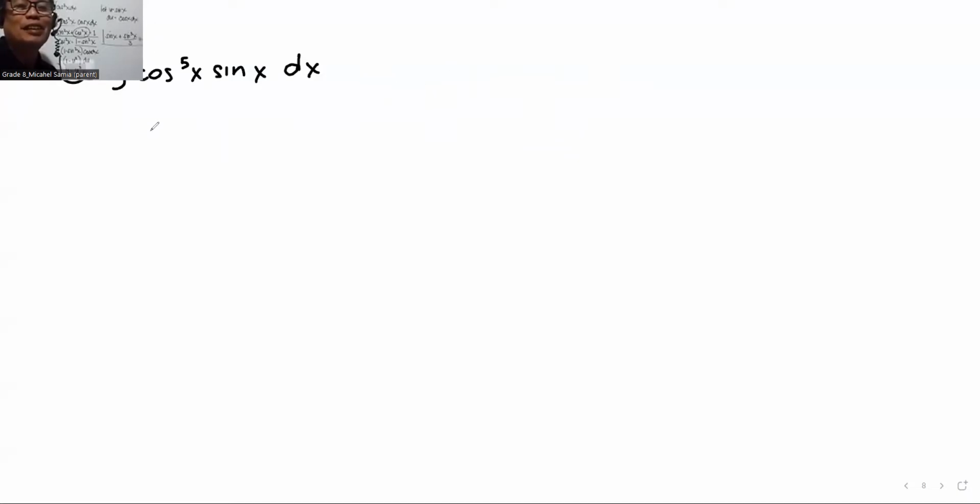Let's try the one with two functions, cosine and sine. Although I think this one is much easier than the second problem.